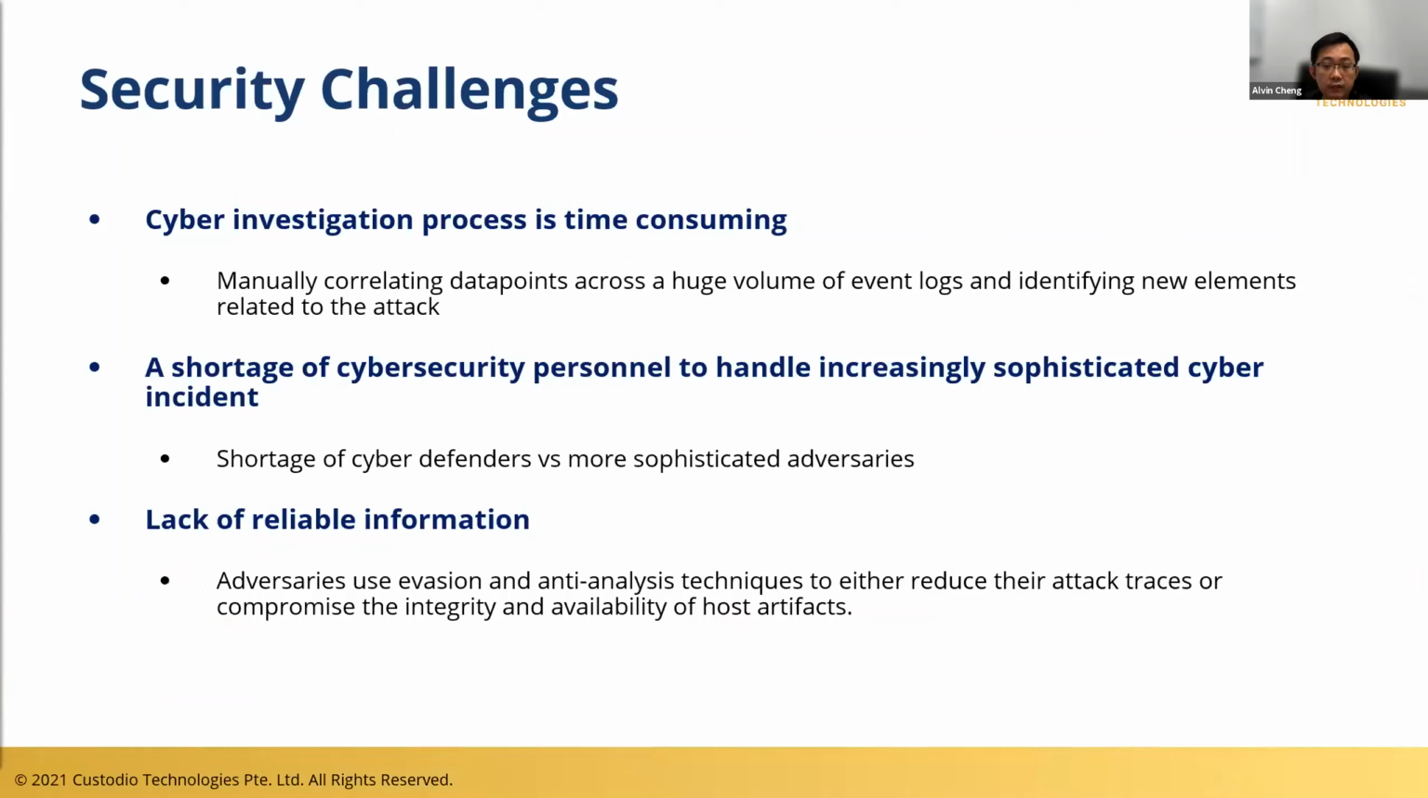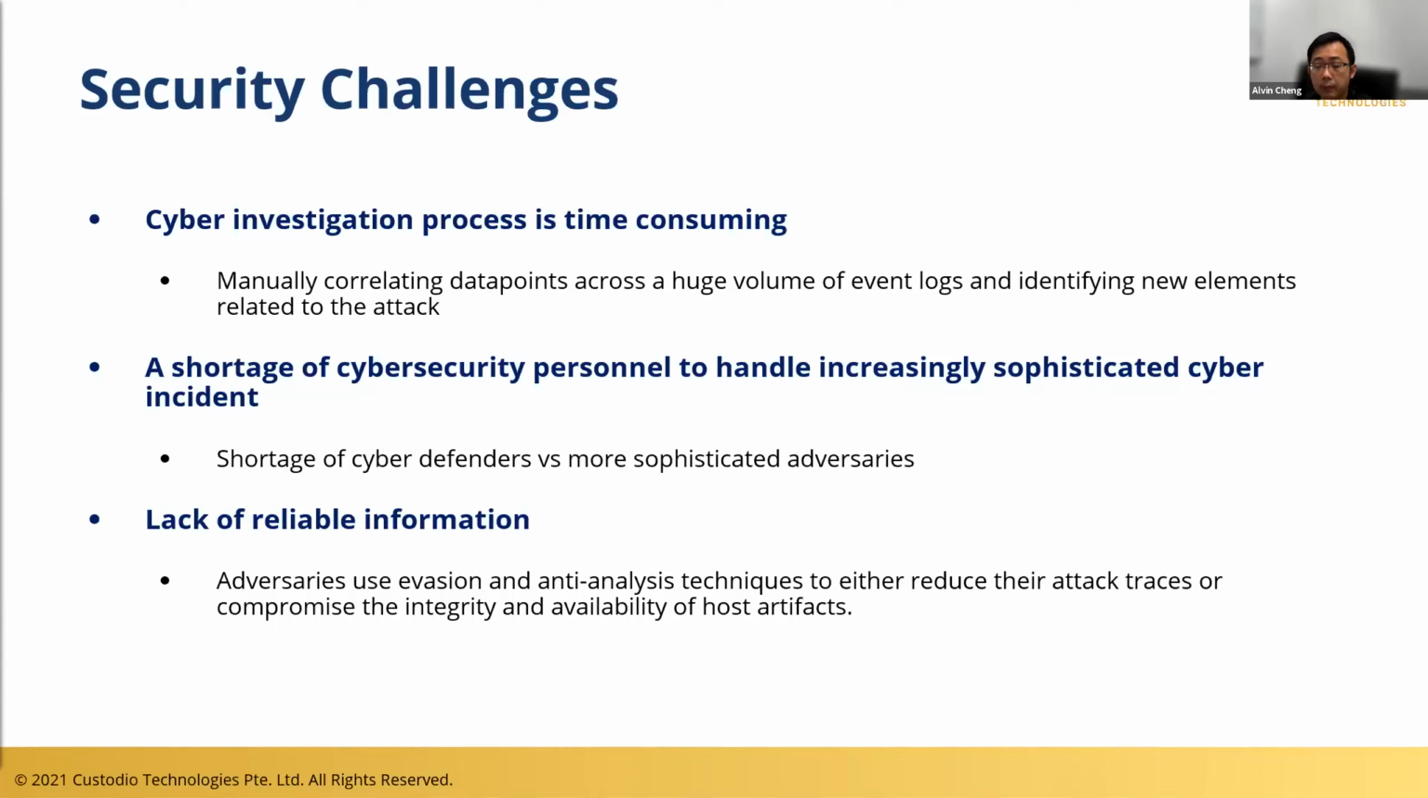Cyber investigation is never easy and comes with security challenges. During an investigation, a lot of work is carried out manually by the analysts. It's very painful, it's very time consuming. Not forgetting, there are different security tools that have been used by the defenders to investigate the incidents. And there is a huge variety and volume of data that has to be processed by the analysts. This makes the cyber investigation process really time-consuming.